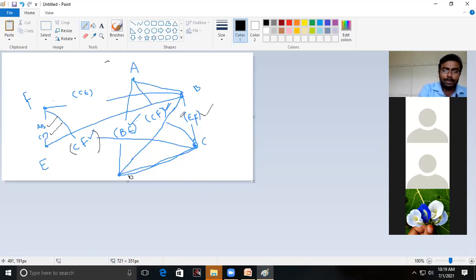BD is directly compatible, BE is directly compatible, BF is compatible only when CE is compatible. When CE is compatible, check, students, whether C and E are compatible. No, incompatible, sir. Then you put a cross mark on that pair. When CE is not compatible, automatically B and F are also not compatible.